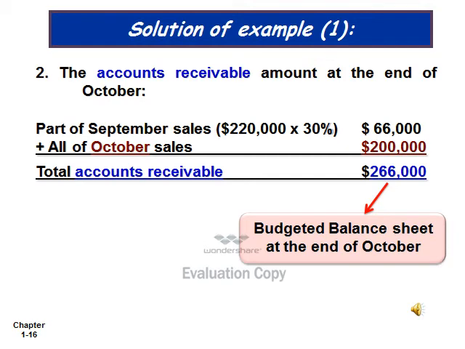Required number 2. Determine the account receivable amount at the end of October. To determine the account receivable amount at the end of October, you can calculate it as follows. Part of September sales, the 30% of 220,000 equals $66,000 plus all of October sales, 200,000. The total is the total accounts receivable, 266,000. This amount will be the account receivable in the budgeted balance sheet at the end of October.